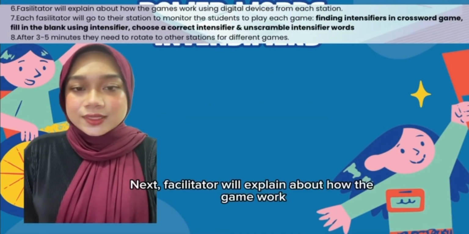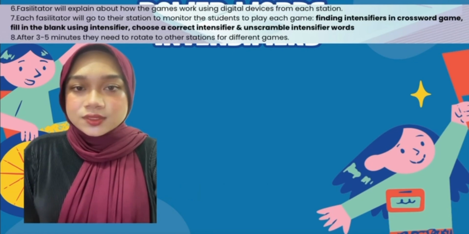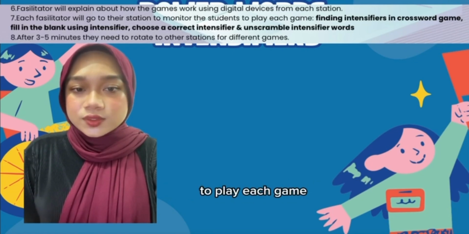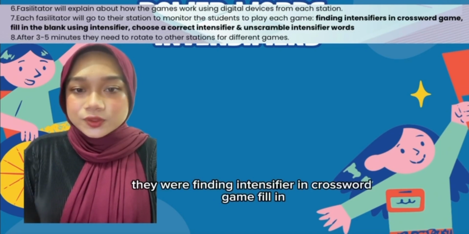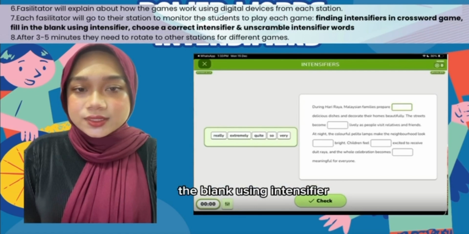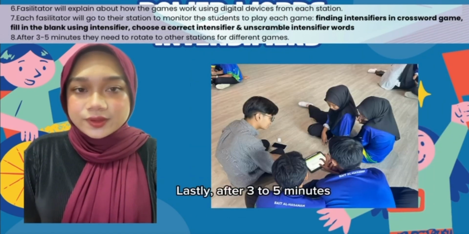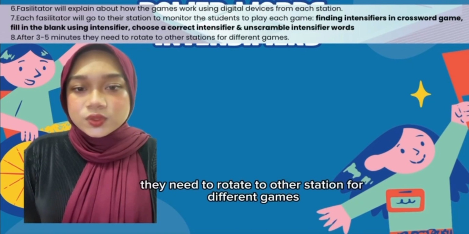Next, the facilitator will explain how the game works using digital devices at each station. Each facilitator will go to their station to monitor the students as they play each game. They will find an intensifier in the crossword game, fill in the blank using an intensifier, choose the correct intensifier, and unscramble intensifier words. Lastly, after 3 to 5 minutes, they need to rotate to other stations for different games.